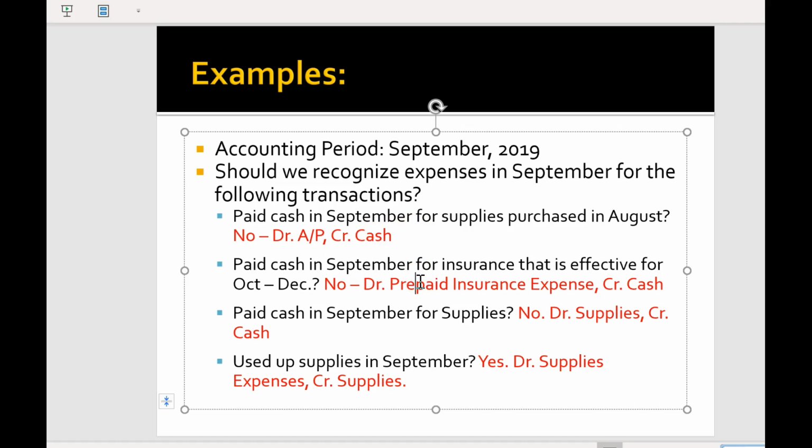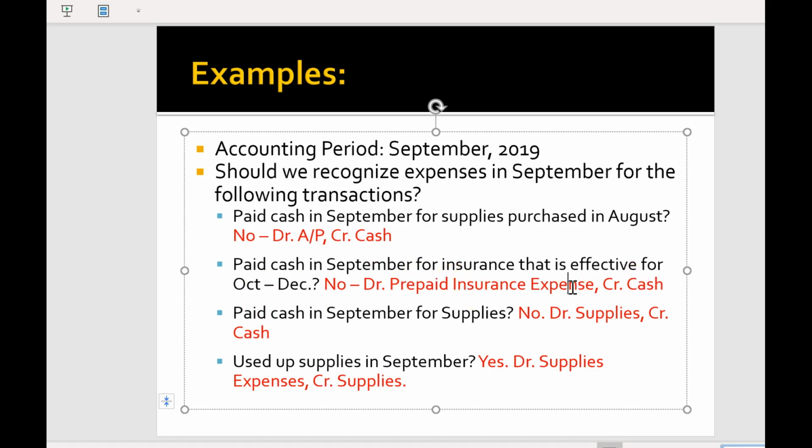Second one, pay cash in September for insurance that is effective for October to December of 2019. Is that an expense? The answer is no, because this prepaid insurance is not used in September. So when you are generating revenues, your revenue is not based on the protection provided by this particular insurance, because it's not covering September. So when we do accounting records, we debit prepaid insurance expense, we credit cash.